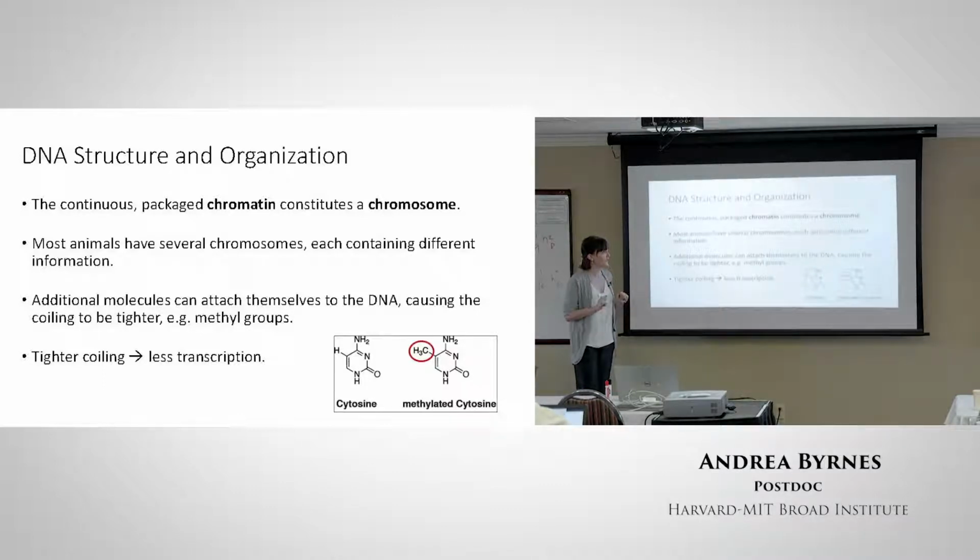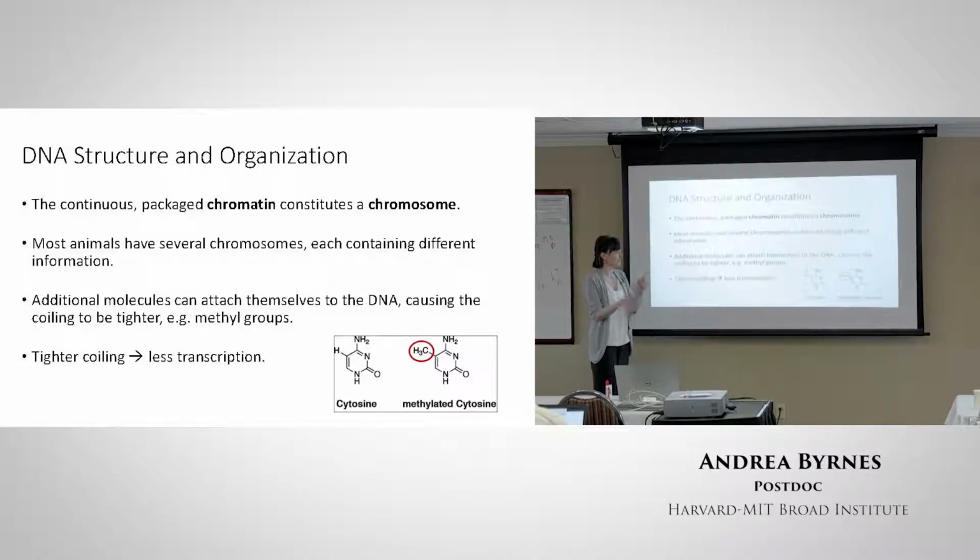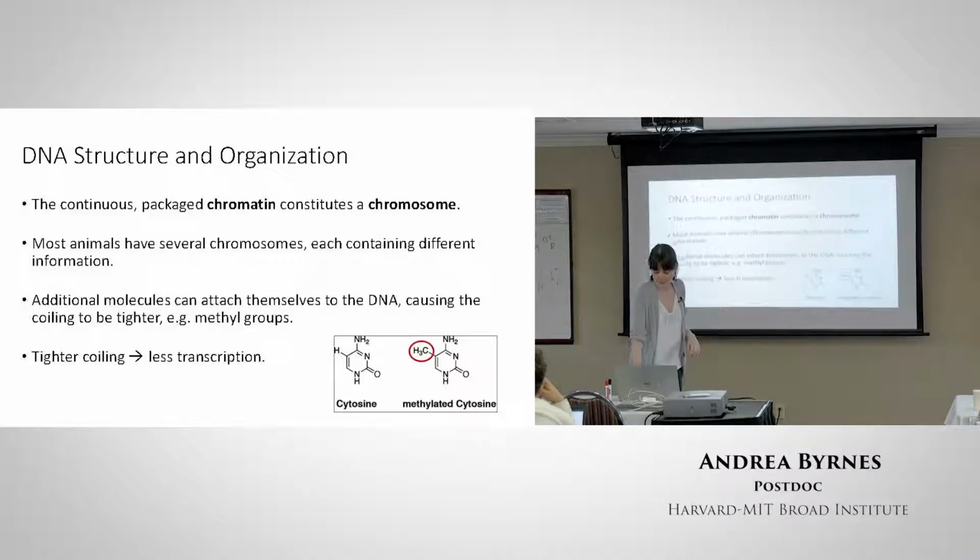Humans are no different. And I'm just going to flag this, we're going to come back to it tomorrow: additional molecules will attach themselves to specifically cytosine, but there are other examples. And this changes how we package things. I'm just going to mention this now, and then we're going to talk a lot more about this process tomorrow. But the idea is that you can add extra little bits of chemical to your sequence to change how tightly this coiling happens.